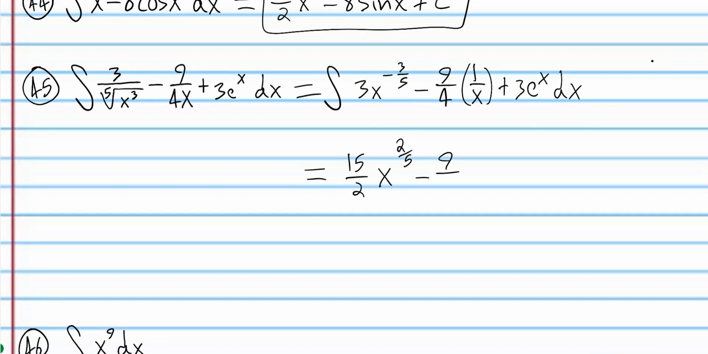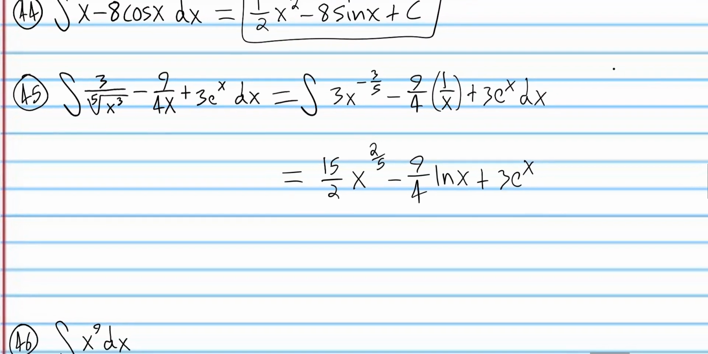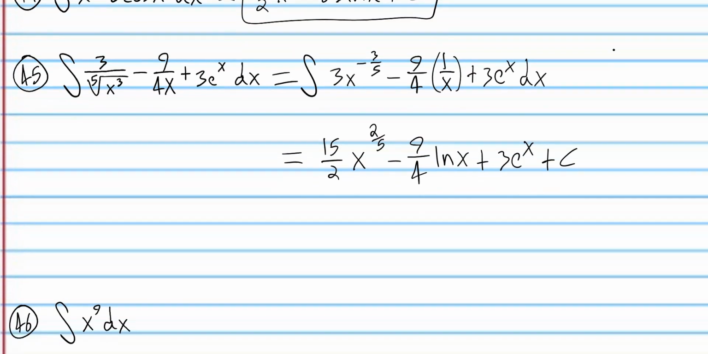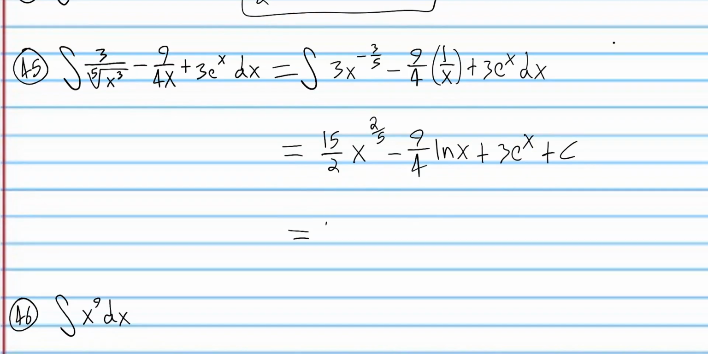Now, it doesn't look like we can find the antiderivative of that, but remember, if you look at your differentiation formulas, we know the antiderivative is natural log x. And remember, the derivative of e to the x is e to the x, so the antiderivative is just going to be e to the x. And so we just have one more step to go. Remember, we can't leave our final answer with a fraction exponent, so we're going to change that to the 5th root of x squared.